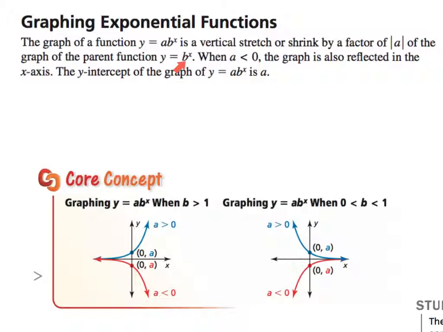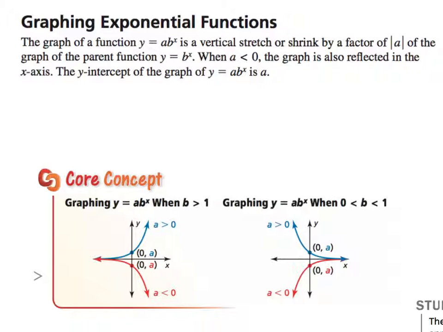So if b was 7, your original function would be y equals 7 to the x power. If your b was 5, it'd be 5 to the x power. So it changes depending on what problem you have. When a is less than 0, the graph is also reflected in the x-axis.